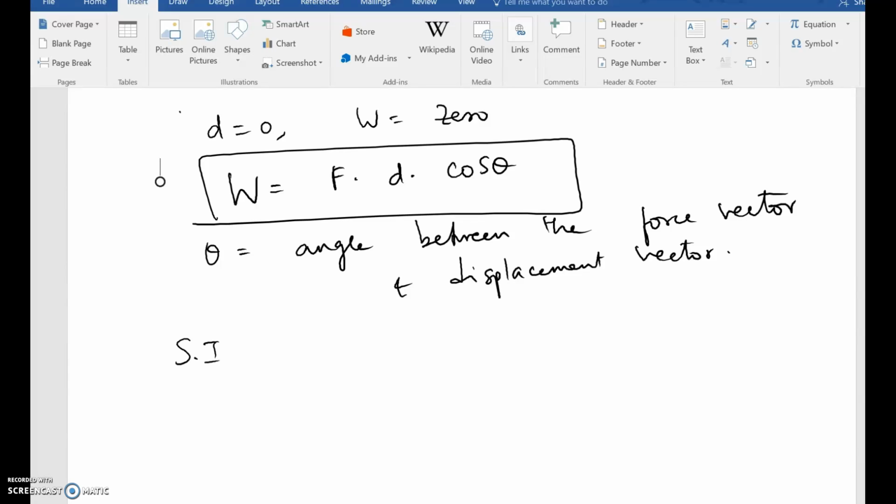The SI unit of work is the unit of force times the unit of displacement, because cosine theta is just a number. The unit of force is Newton, the unit of displacement is meter. So the SI unit of work is Newton meter, which is also abbreviated as a joule. So you can write the units of work as joule or Newton meter.